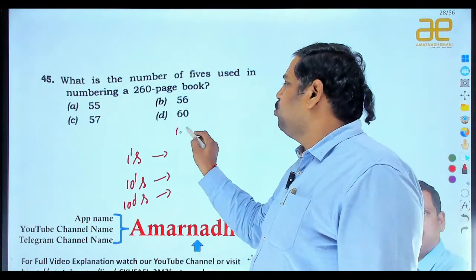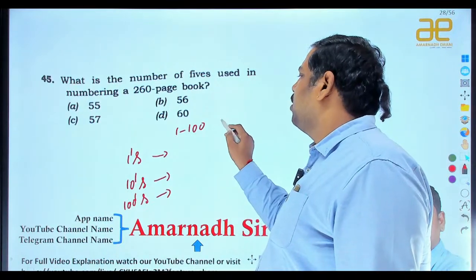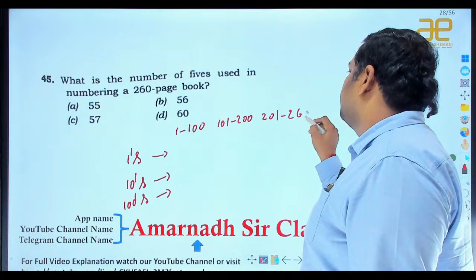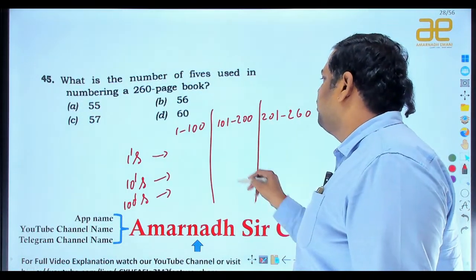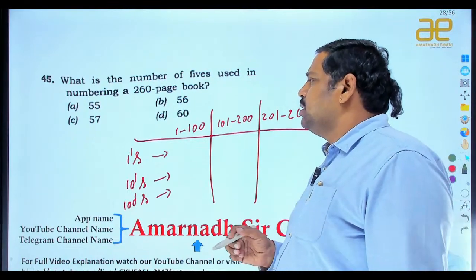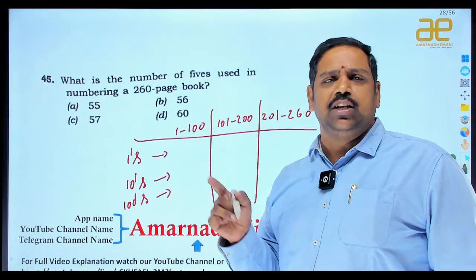And every time, from 1 to 100 when I am printing, how many times? Okay, 101 to 200, how many times? 201 to 260, how many times? Okay, these three I will count separately and I will add them. Right, observe that. So units place, okay, ones place means units place.